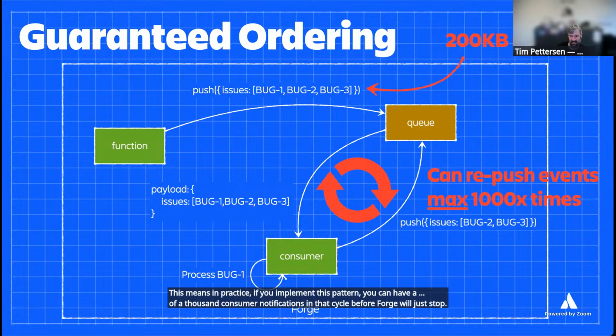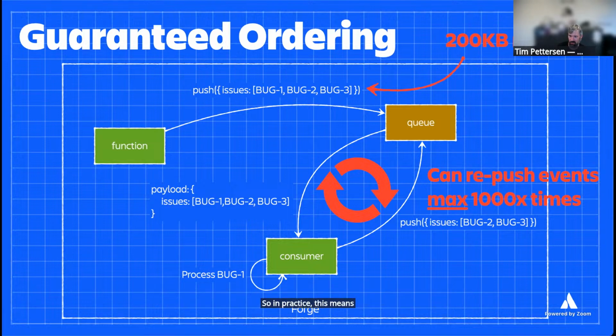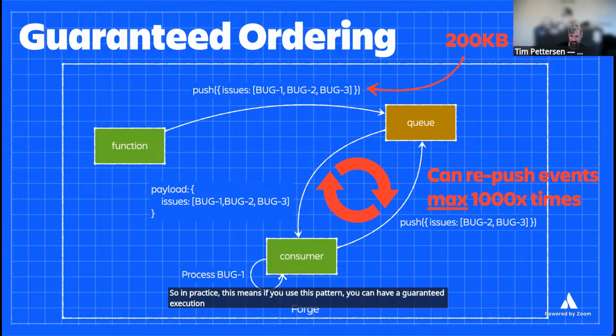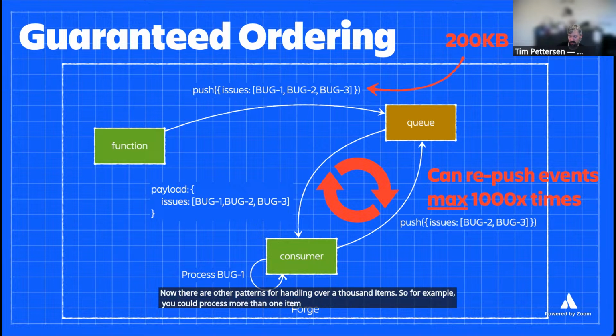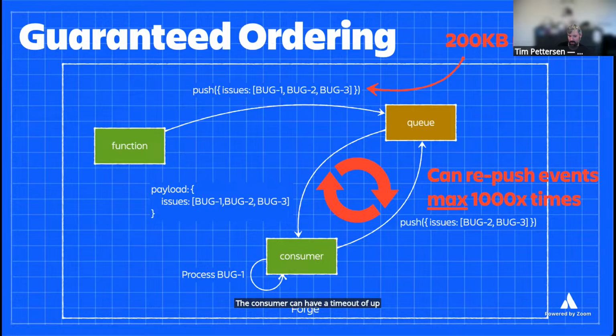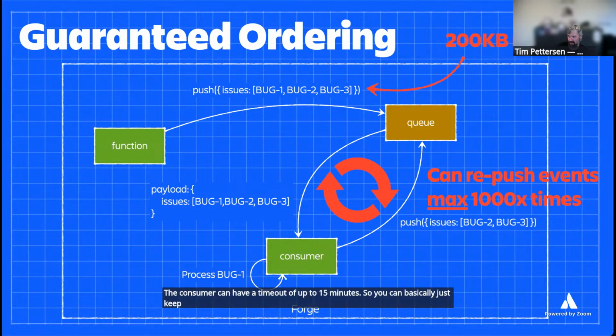So in practice, if you use this pattern, you can have a guaranteed execution order for up to 1,000 items. Now, there are other patterns for handling over 1,000 items. For example, you could process more than one item in each consumer iteration. The consumer can have a timeout of up to 15 minutes, so you could keep shifting items off that queue until you get close to that invocation timeout, and then push the queue back on the stack.